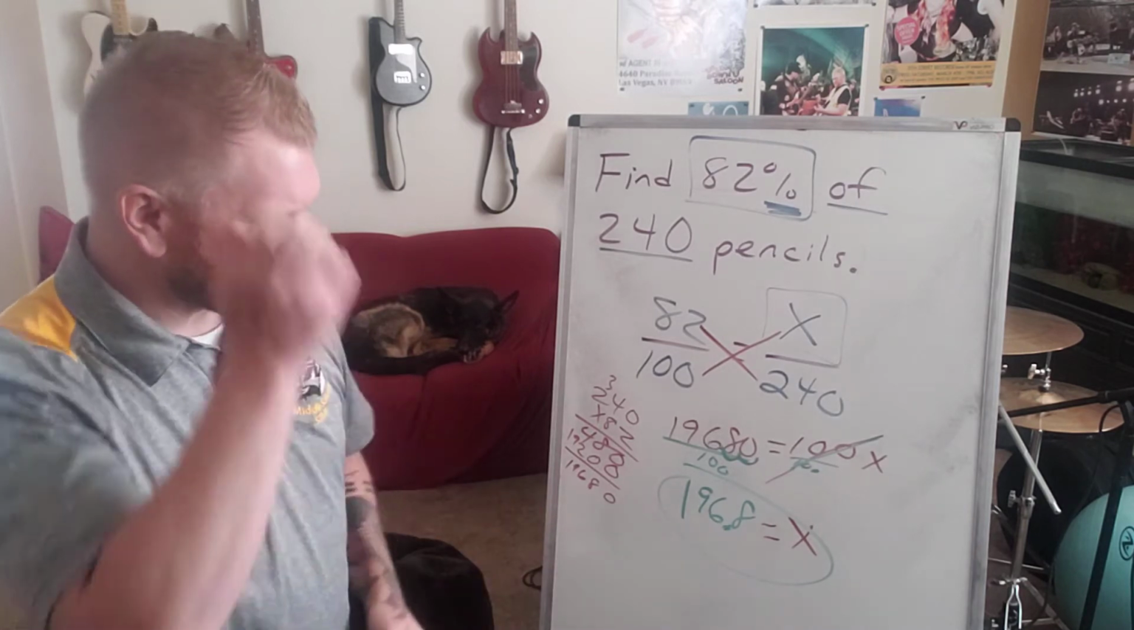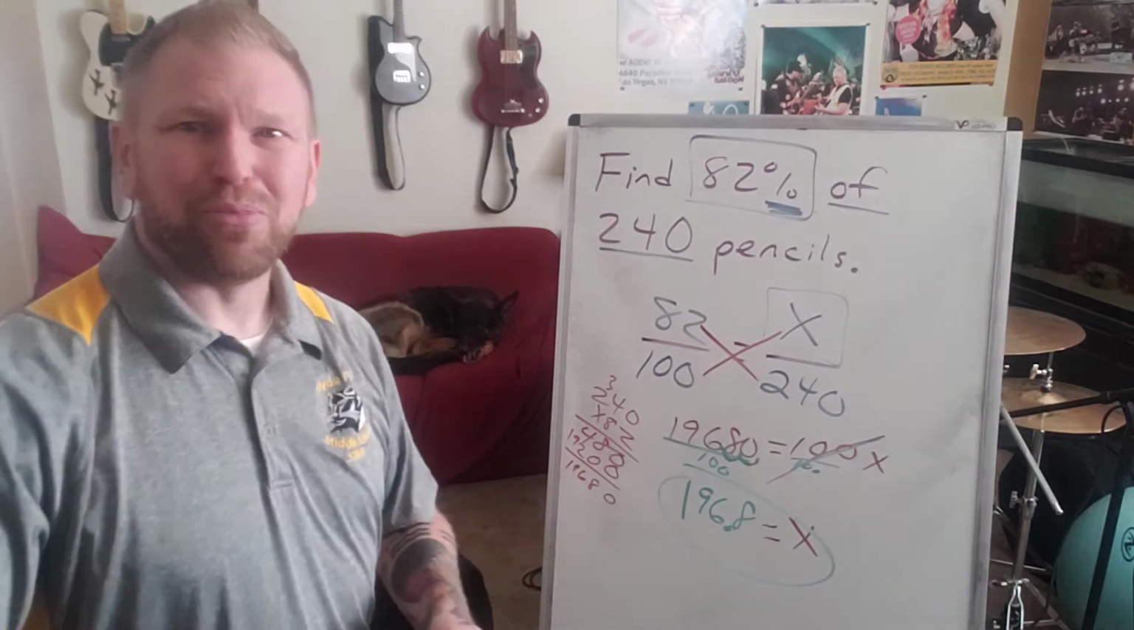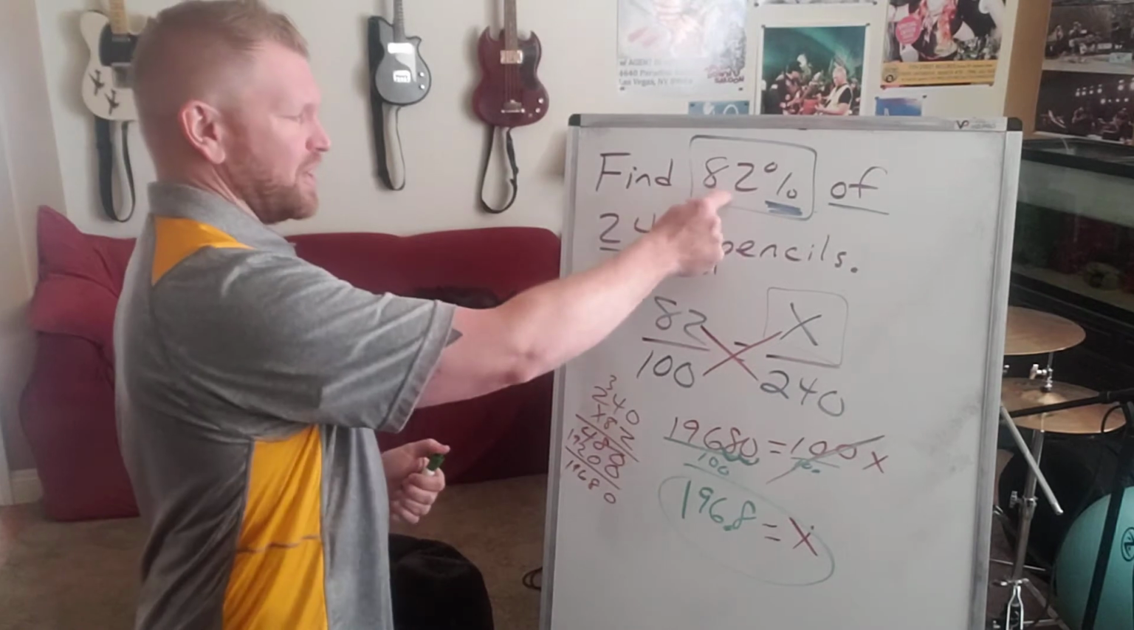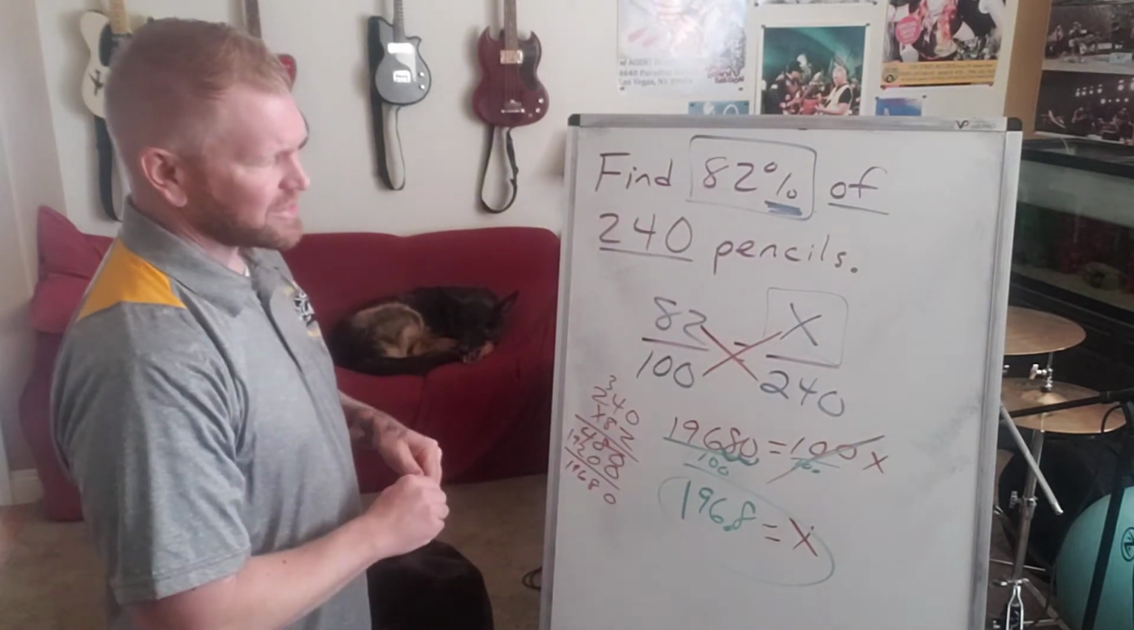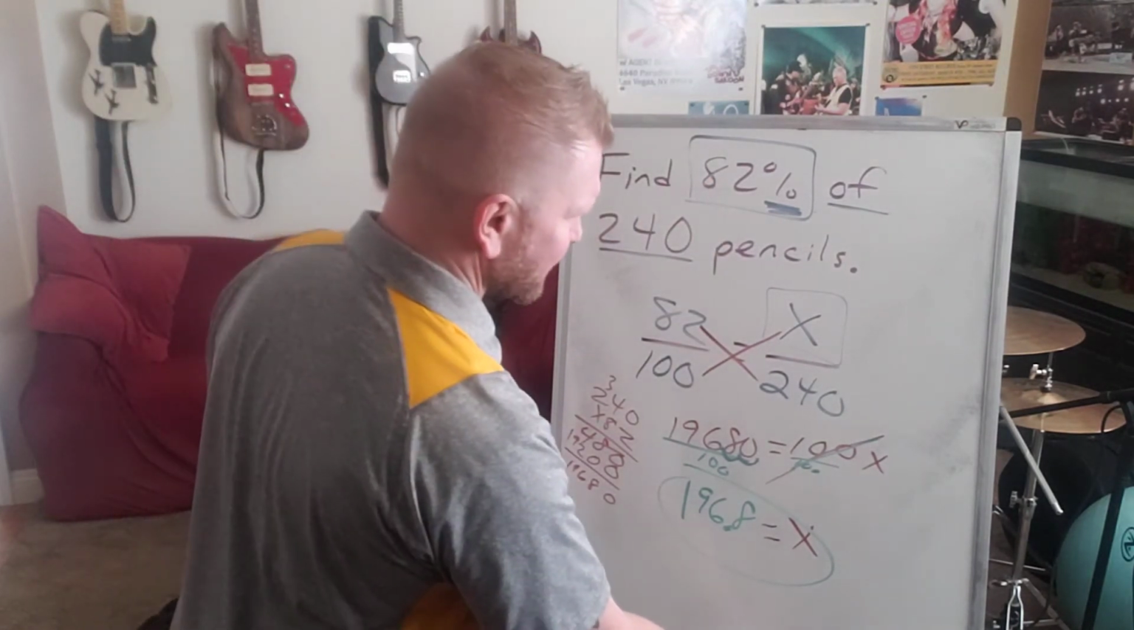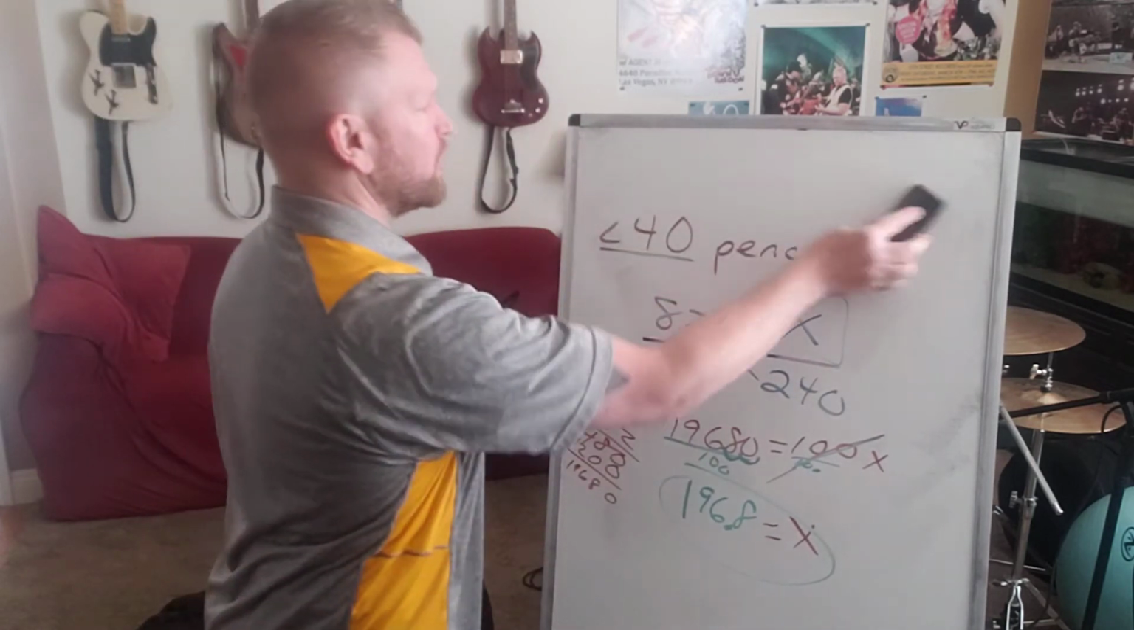Now you can't really have 0.8 of a pencil unless you break it, but anyway, you get the point. If you want 82% of the pencils, you're going to take about 197 of them. Technically, it's 196.8. There you go. Let's do a couple more examples, please.